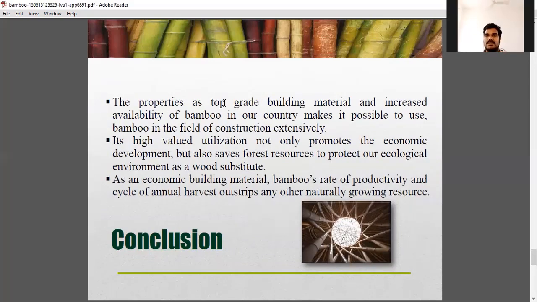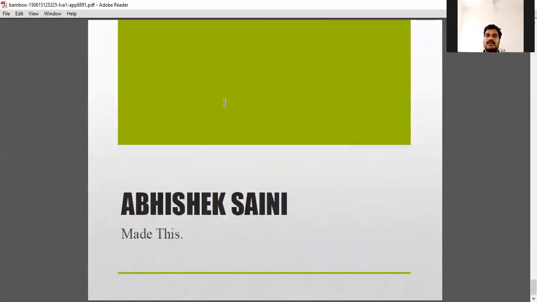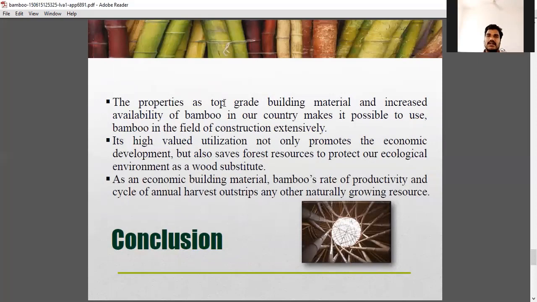Simply, why bamboo is an environmentally friendly material for use in green buildings, that you have to listen to as per your syllabus point of view. Okay, so due to all these reasons, bamboo is used in green building constructions.